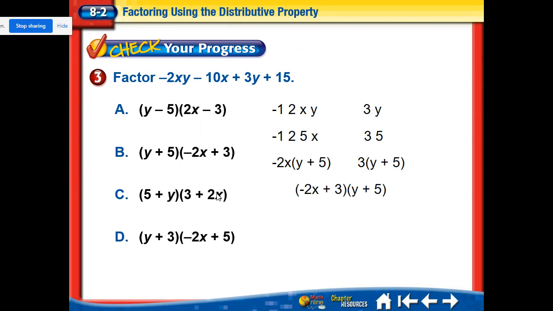All right, one more. Negative 2xy is negative 1 times 2 times x times y. Negative 10 is negative 1 times 2 times 5 times x. X's are in common, 2's in common, negative 1's in common. Left with y plus 5.